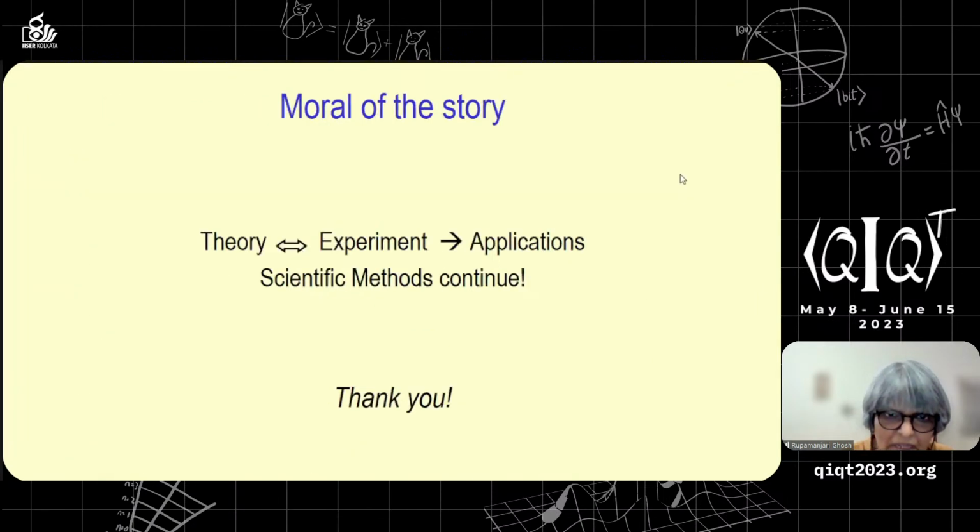So I'll end today like this. I really have to leave in the next 2 minutes, but the moral of the story is in physics, the evolution happens when theory and experiment go hand in hand, and that lead to applications as robust as this quantum information burst that we are seeing. And scientific methodology would continue. It's not like one day we'll solve all problems and we'll all become jobless.